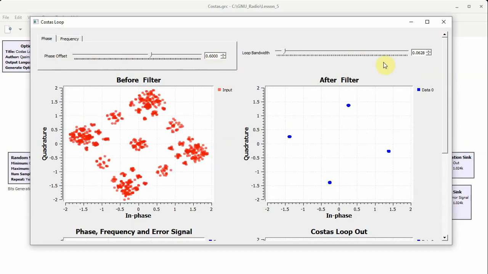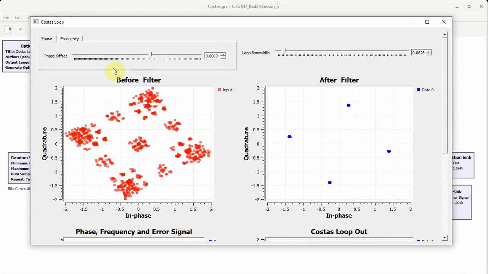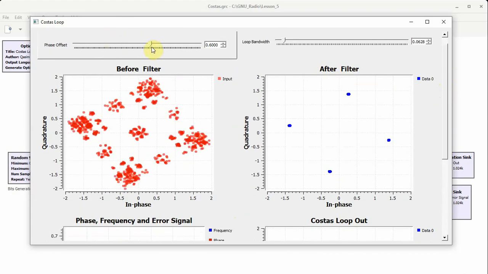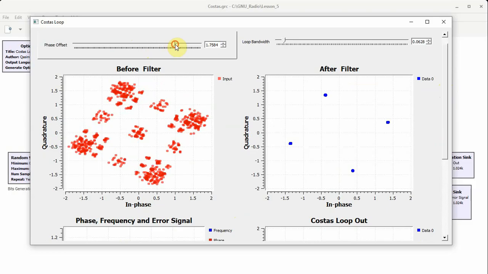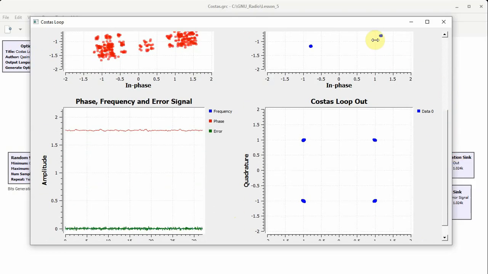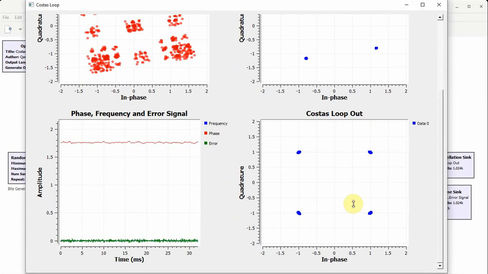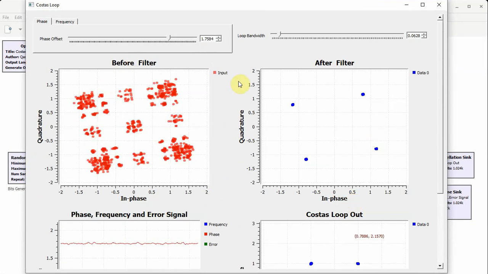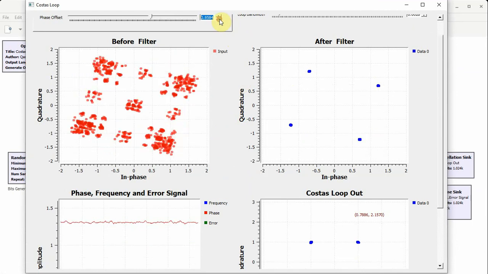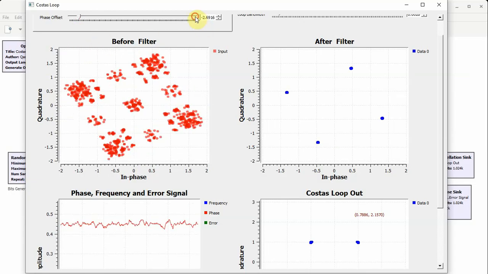Here you can see that the phase offset is 0.6. These are the automatic outputs from the Costas loop block. And now we can play around with these values and see the convergence process. Even for large swings, the output is reasonably stable.